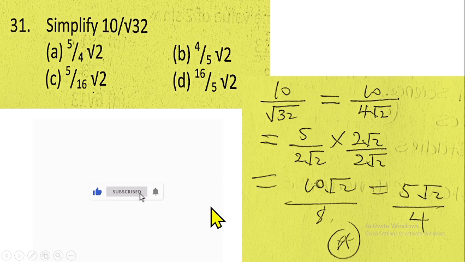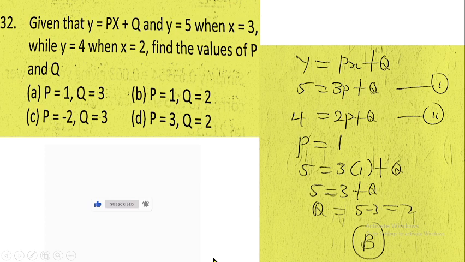Question number 32 is on substitution that leads to simultaneous equations. Given that y is equal to ps plus q, and y is 5 when s is 3, while y is 4 when s is 2, find the values of p and q. When y is 5, put your 5 here, s is 3. So that means you have 5 equals 3p plus q. Second one, y is 4, s is 2. That means you have 4 is equal to 2p plus q.